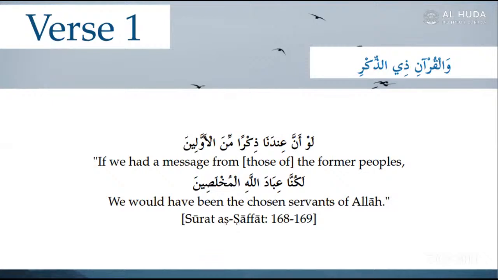So, Allah has sent a dhikr, وَالْقُرْآنِ ذِي الذِّكْرِ, and now it's up to the people. They can choose whether they would accept this message, or they can choose to reject it. It's up to them. Now, how is this book, the Qur'an, ذِي الذِّكْرِ, full of reminder, advice, admonition?